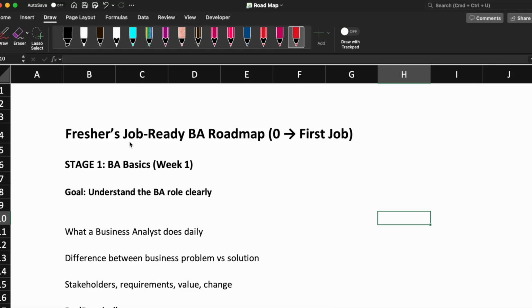Freshers, job ready, BA roadmap, 0 to first job. We have 7 stages. Let's take a look at what the 7 stages are and how to develop these skills.